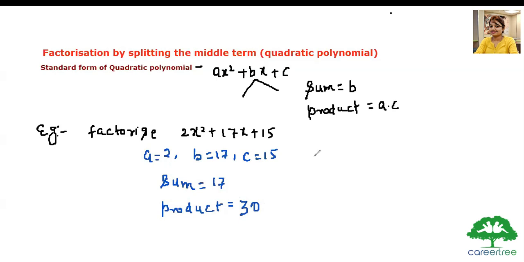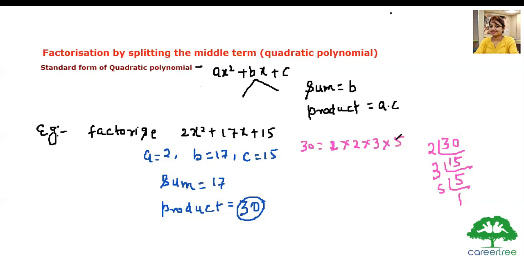Now the next step is to find such a pair of numbers. How do we find that? You need to factorize 30, that is, find the factors of 30. 30 can be written as 1 into 2 into 3 into 5.